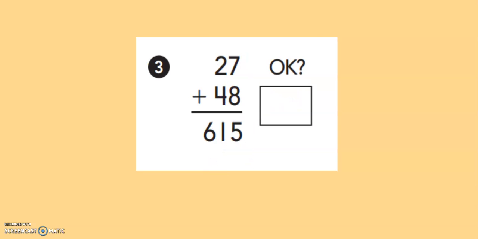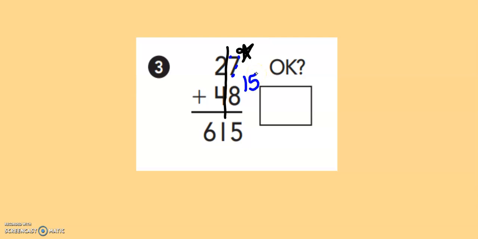Wow, this one definitely looks a little bit fishy. 27 plus 48 equals 615. That seems like way too big of a number, don't you think, second grade? It just doesn't seem right. That seems like there might be a mistake. Let's start with the ones. We have 8 plus 7. 8, 9, 10, 11, 12, 13, 14, 15.